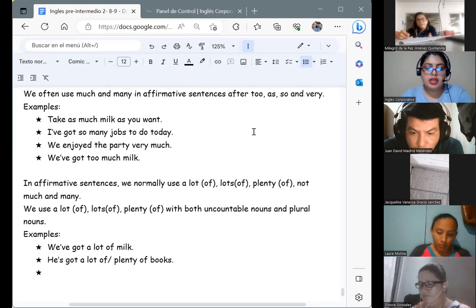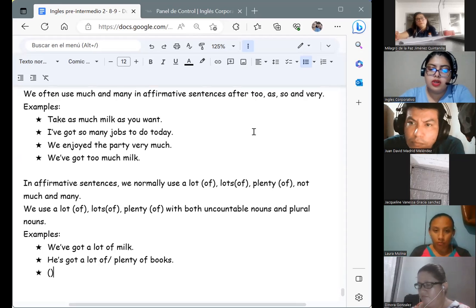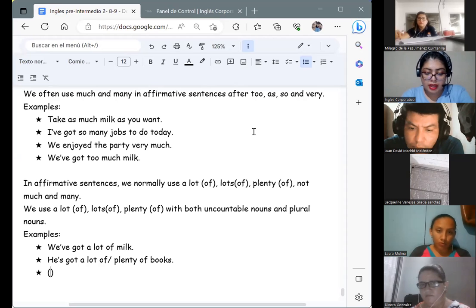And the last one, in this case, it's like we are not going to use normally. He's got many books. It's not like we are going to use it. So in this case, it's not like you are going to see something like this. It's like we are not going to do it very normally.